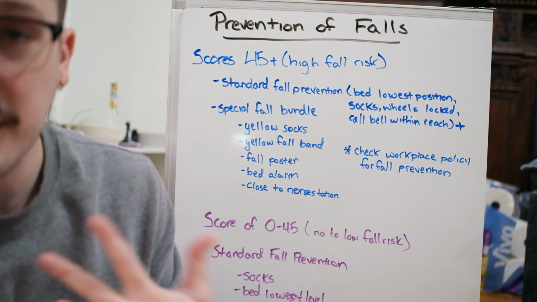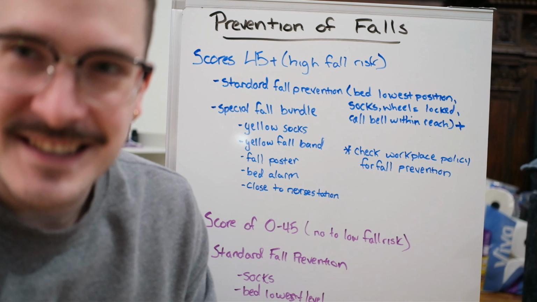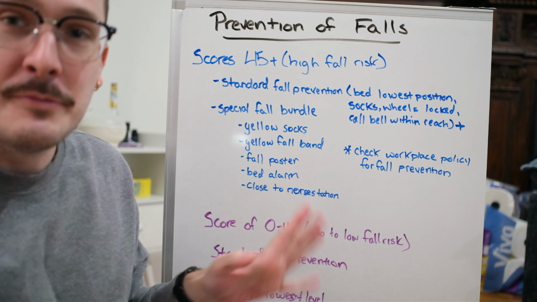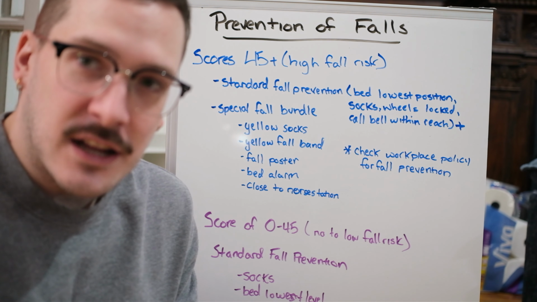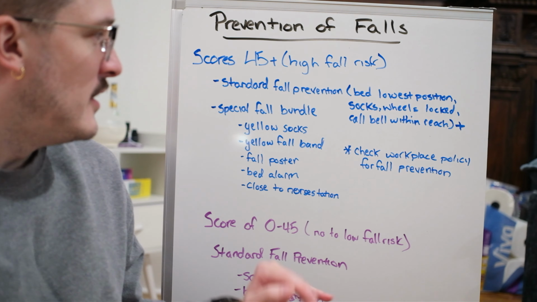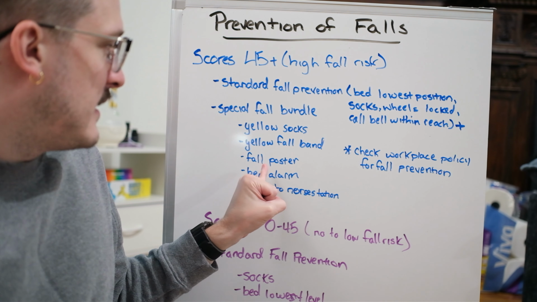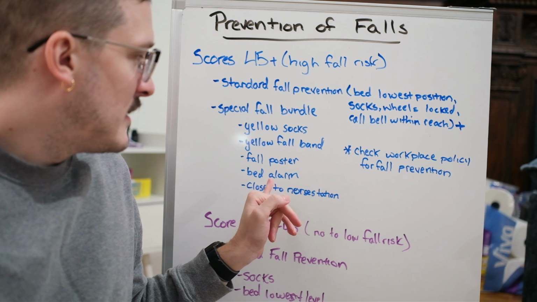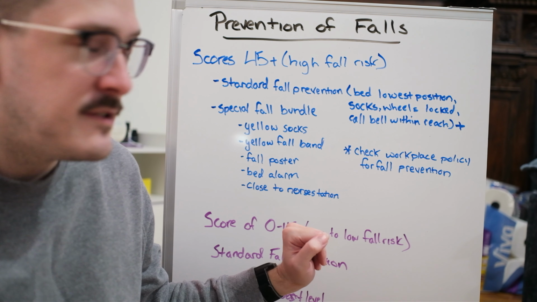Plus, because they are a high fall risk, say that 5 times fast, they will be getting a special fall bundle. This, again, depends on the hospital. Usually it's yellow everything. They'll get yellow socks and a yellow fall band. Some hospitals give a fall poster. They utilize the bed alarm, and they get moved closer to the nurse's station.